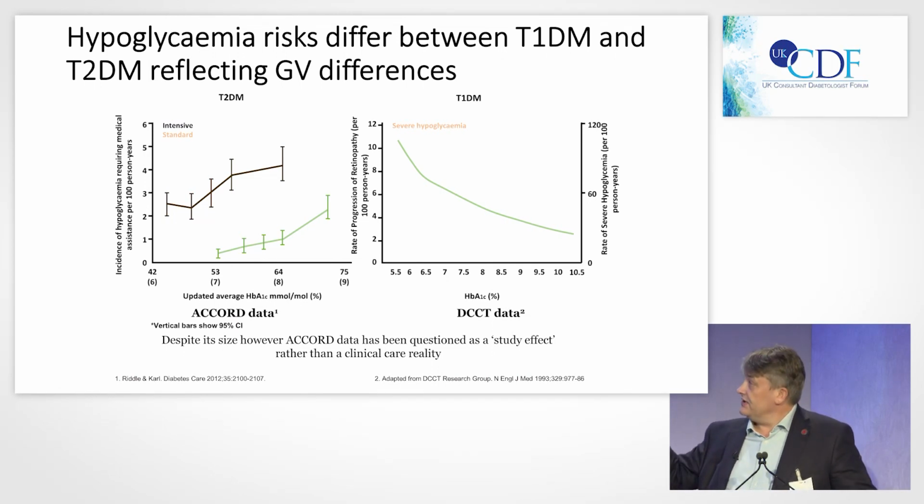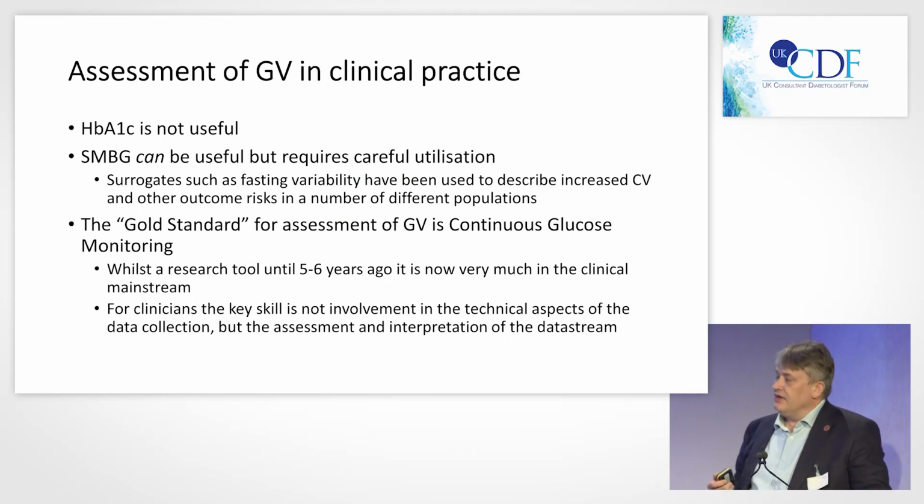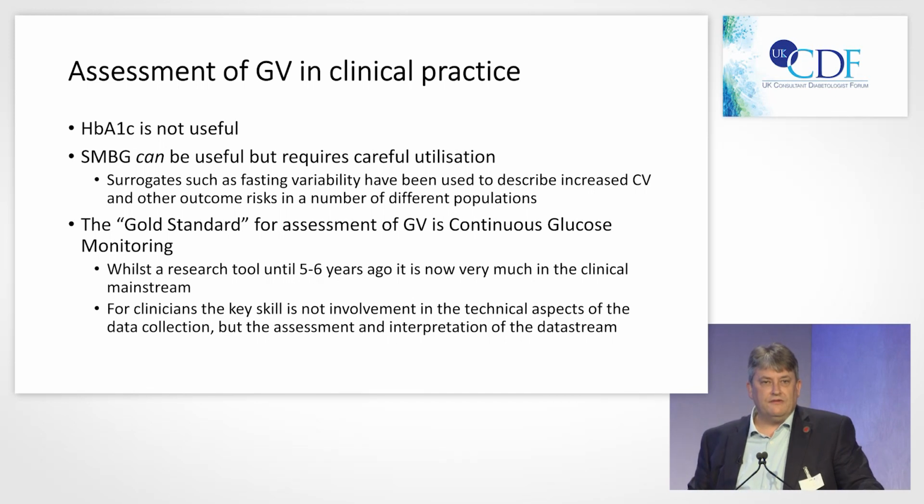The inference being that in type 1 diabetes, the level of glucose variability across the population was fairly similar, whereas in type 2 diabetes, those people in the worst overall metabolic control were also the individuals who had the highest glucose variability. So, we've already heard from Path, A1C is not a useful thing to look at in terms of variability.